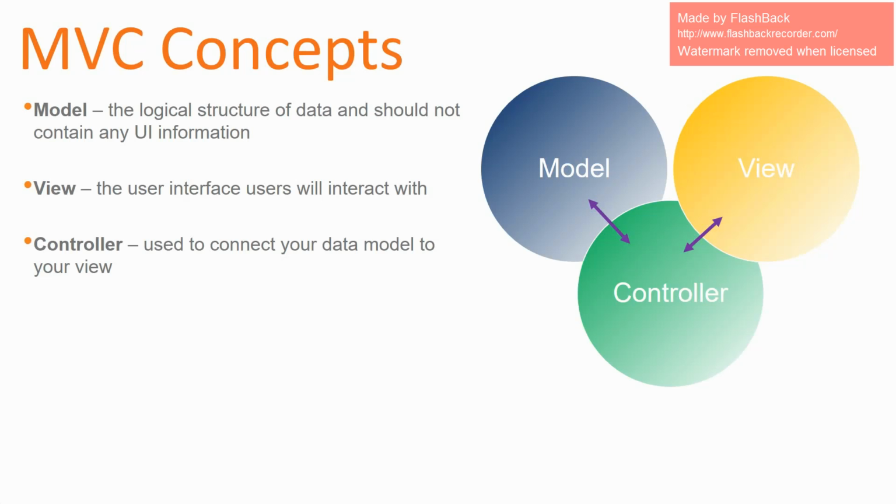So let's talk about MVC. M is model, which is data. View is all the HTML pages, and controller is basically a connection between the data and the view.